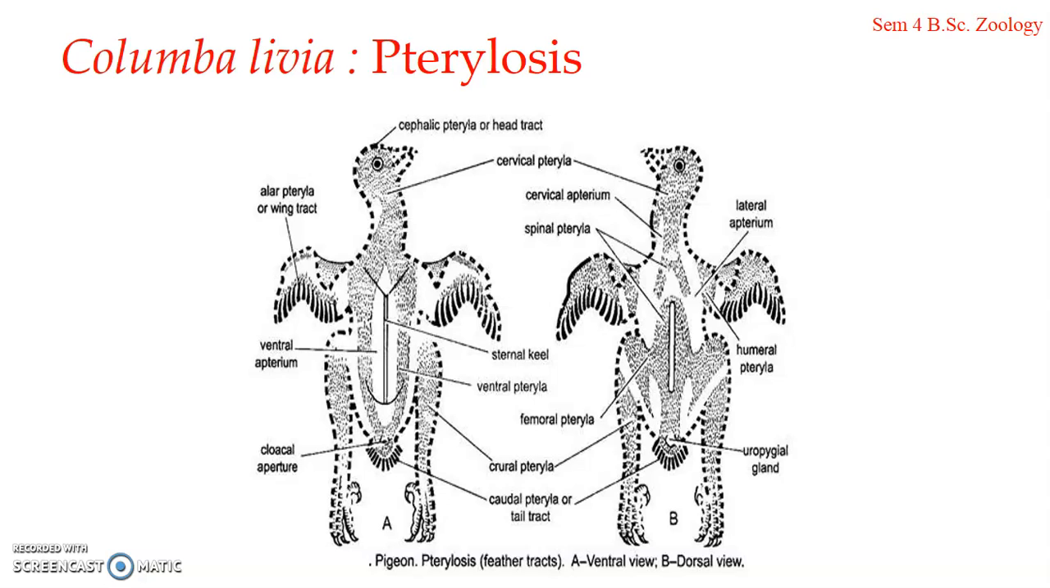Okay, and it is useful for insulation. In cold weather, the heat loss is reduced to a minimum by fluffing out feathers. You may have seen during the winter time, the birds are found, especially during the morning hours, they just fluff out their feathers, isn't it? And this will help in further reducing the heat loss.